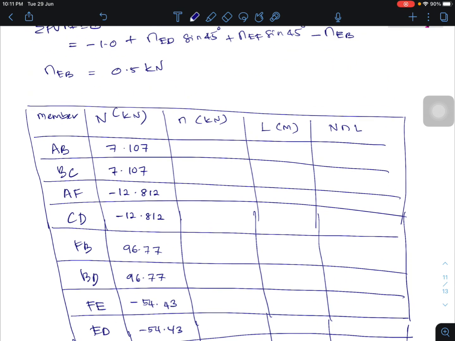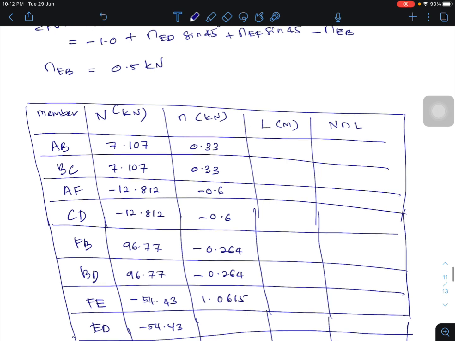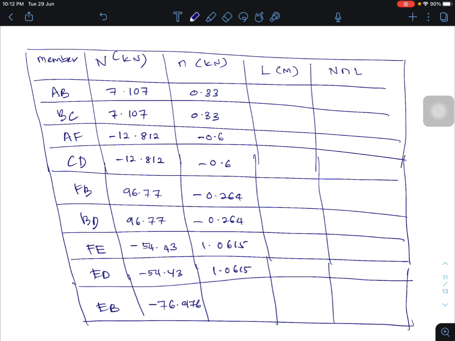And now we go for the virtual load. Force due to this virtual load, n, is 0.33 for member AB and for member BC, both 0.33. Force for member AF is negative 0.6, CD also negative 0.6, and then force for member FB is negative 0.264, this one also 0.264, and then this one is 1.0615, this one 1.0615, and finally 0.5.